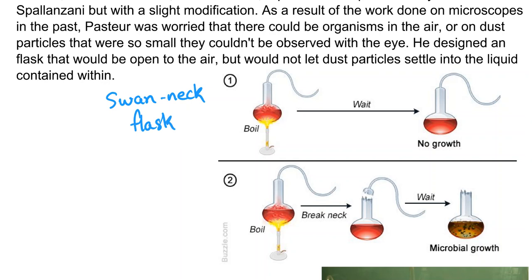So the swan neck flask here is this flask, and it's got a neck on the flask. It's a long tube that was bent into this S shape. And so what happened was he would boil the broth for an hour, and he would kill any of the microorganisms living in there. But any of the dust that would come in here would settle in the bend of the tube. Because there's no airflow coming in, air has access to it.